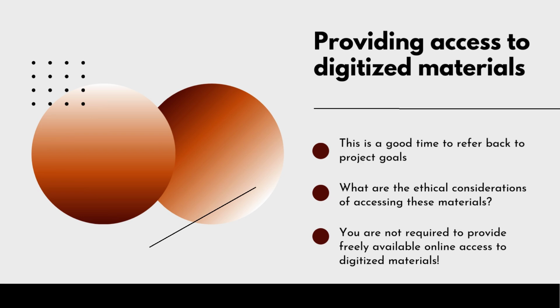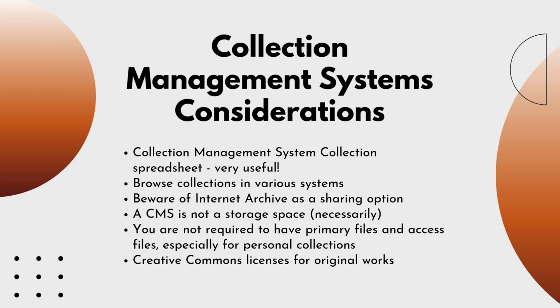And then, as we've talked about, you're not required to provide freely available online access to digital material just because you've digitized it. A few of you have family collections or personal collections where your goal is not publicly available online access. But is there a way that you can provide just family or just community access without it being publicly available online? Some of you are going to have collections that are only available on site, which is also another fantastic option for sharing.